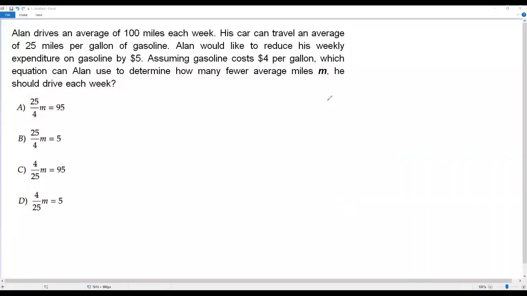Here we have a SAT math question. Okay, let's go with the information. Alan drives an average of 100 miles each week. His car can travel an average of 25 miles per gallon of gasoline. Alan would like to reduce his weekly expenditure on gasoline by $5.